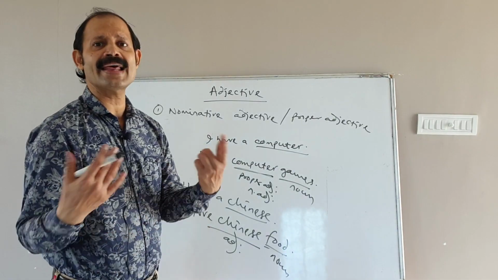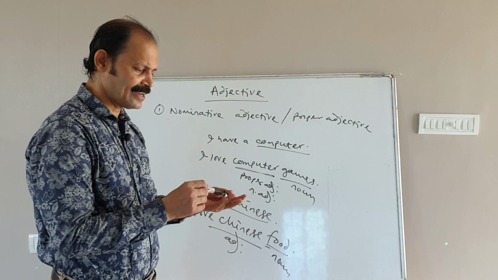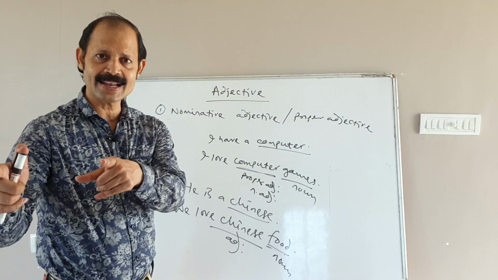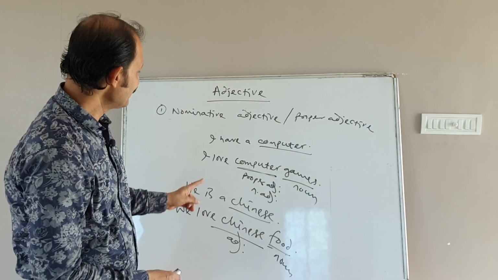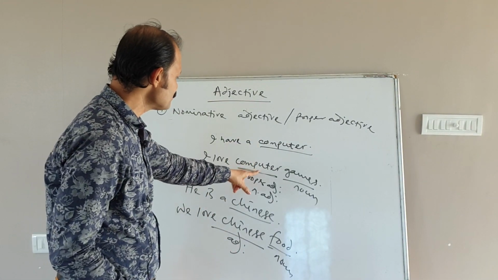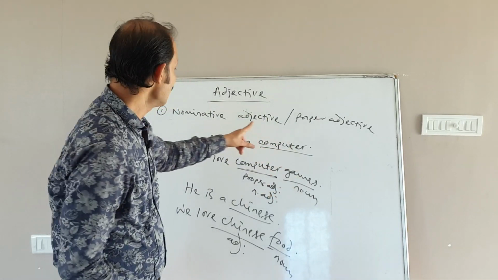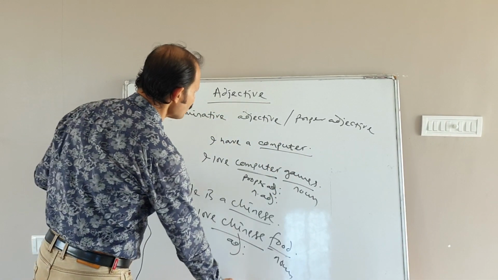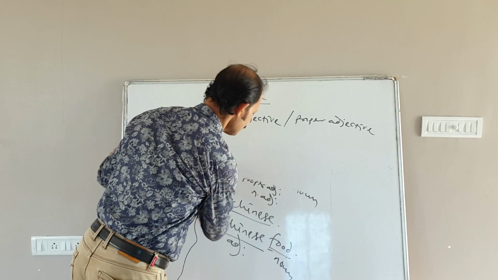Similarly, suppose we all are Indians and it is an Indian movie. So movie is the noun, Indian is the adjective. So in case the noun itself is used as the adjective to describe another noun, it is called nominative adjective or proper adjective.